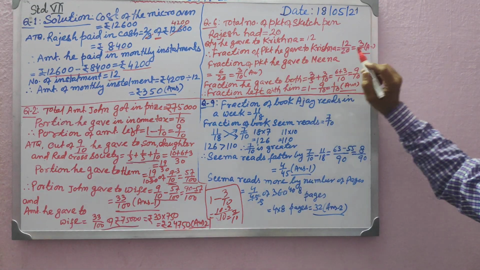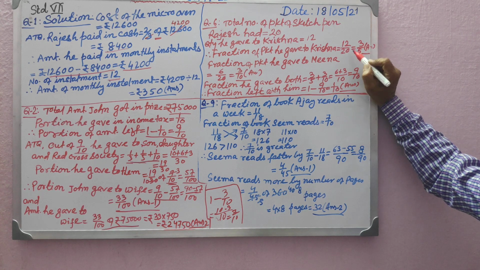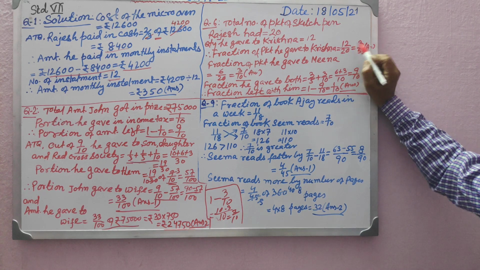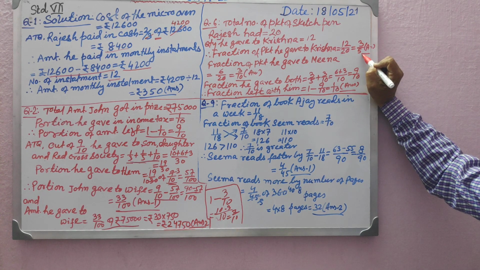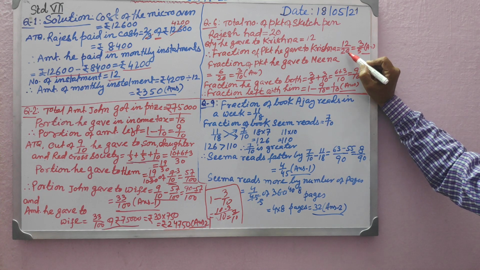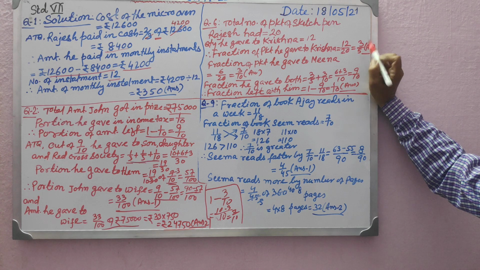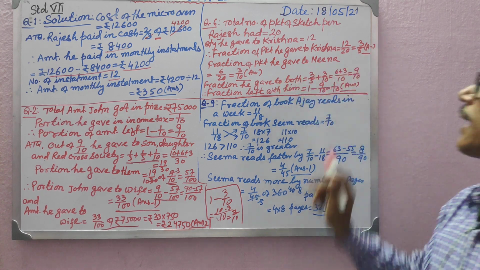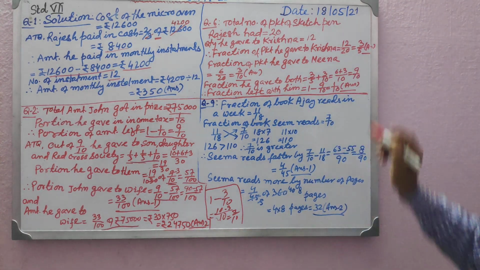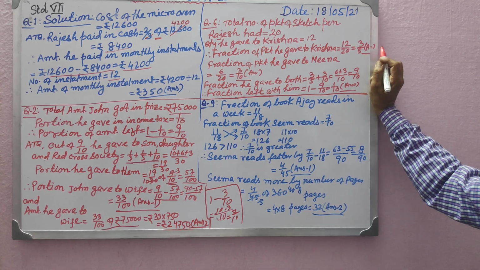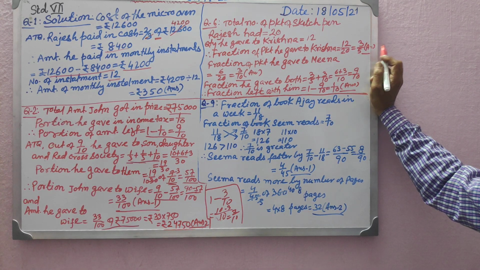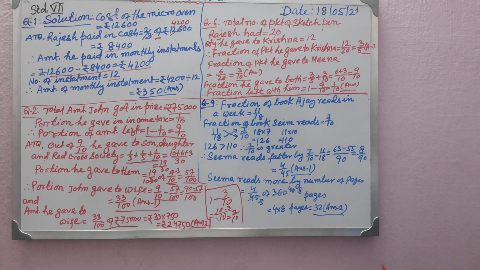So the fraction he gave to Krishna is equal to 12/20, which, if you reduce it, will go with 4. 3 4s are 12, 3 5s are 15, and 4 3s are 12, 4 5s are 20. So 3/5. So the fraction of packets he gave to Krishna is equal to 3/5. That is the answer asked of you. Now the fraction he gave to Meena is how much?